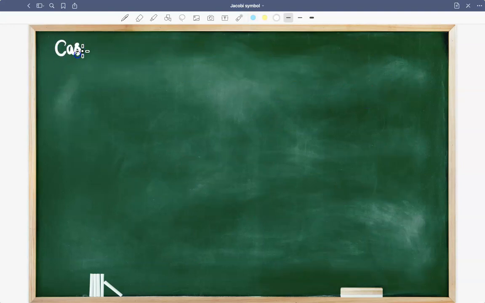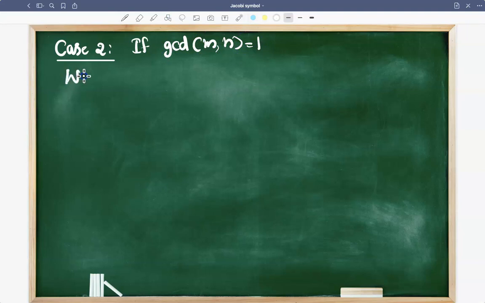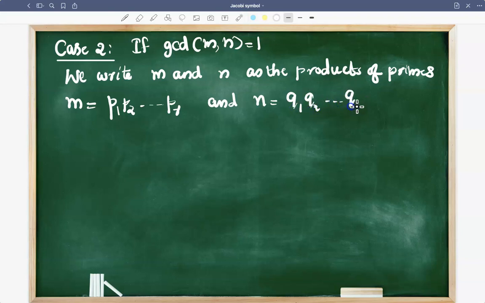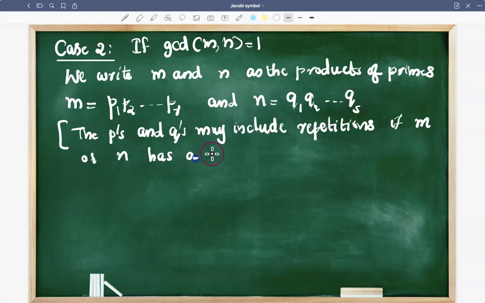Now, let us move on to more general case in which m and n do not have a common divisor. That is, if GCD of m and n is equal to 1. Now, we write both m and n as the products of primes. We write m is equal to p1 into p2 into etc. say pr, and similarly let n be the product of primes q1, q2 etc. qs. Here the p's and q's may include repetitions if m or n has a square factor.